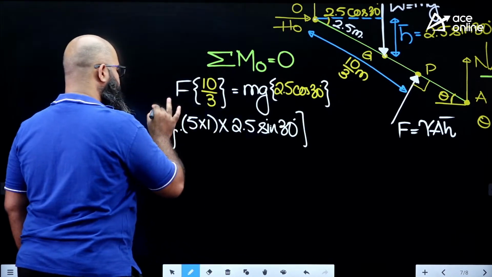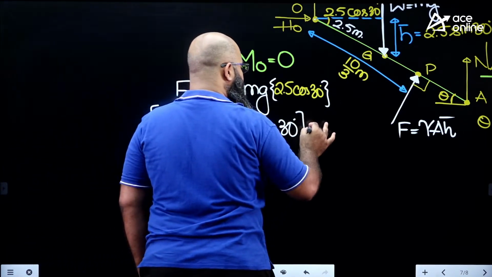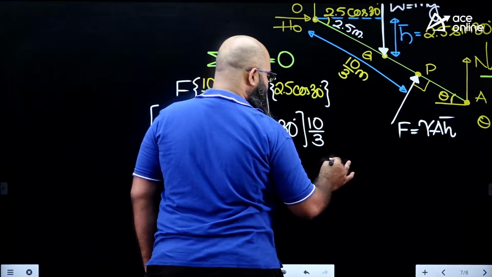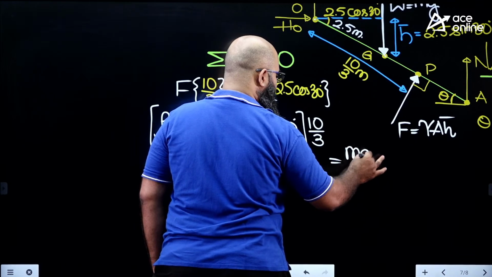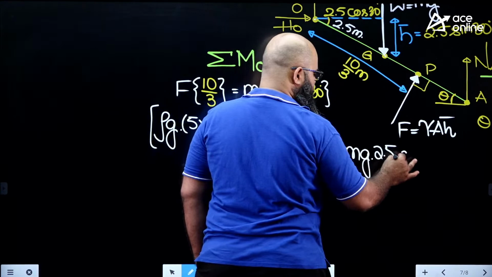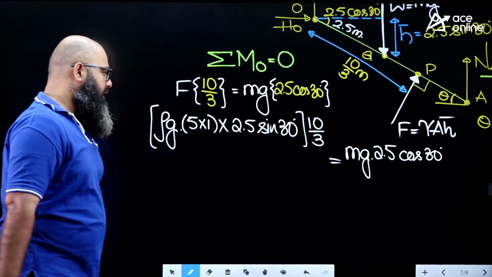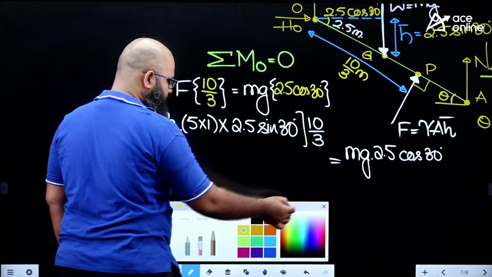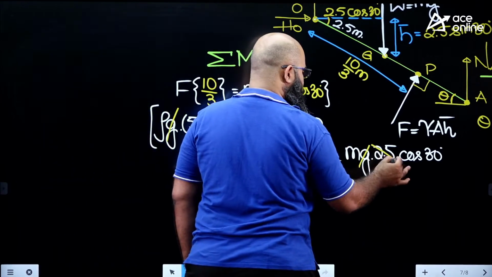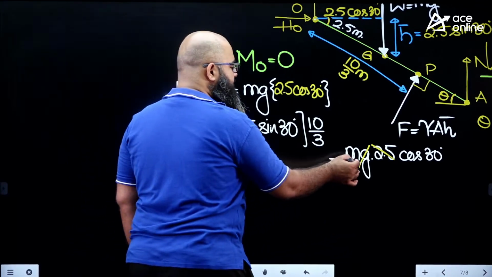This is the value of force we are having: gamma, area, h bar, multiplied by the lever arm. Lever arm is equal to how much? 10 by 3. This has to be equal to mg into 2.5 cos 30. Now you see I can cancel g and 2.5 on either side. My aim is to find this mass m.